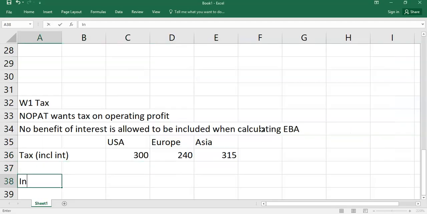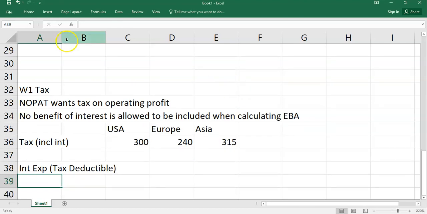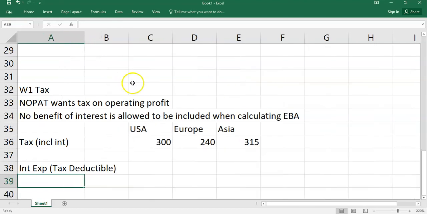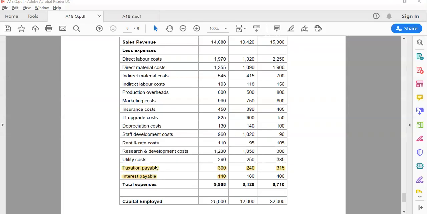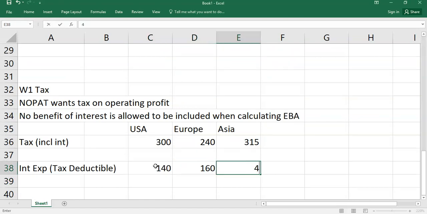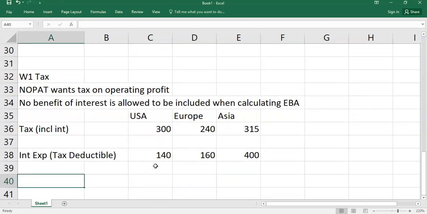But we also know you had an interest expense, which is tax deductible. But EVA proponents say we don't want that interest expense to reduce your tax bill. That interest expense was 140, 160 and 400. So what they say is you need to adjust your tax. What would the tax have been excluding the interest expense? And naturally, if you understand it from finance, the tax expense then should be higher, because you had an interest expense that was reducing your tax bill.